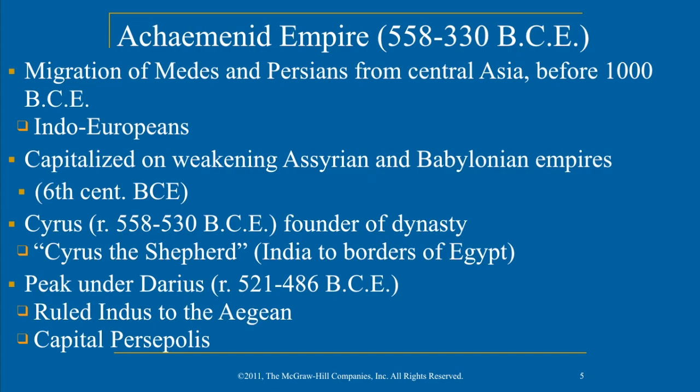And the first really big Achaemenid Empire leader was known as Cyrus. He ruled from 558 to 530 BCE. He's the founder of the dynasty. He was known as Cyrus the Shepherd because originally he was a shepherd. He was called by his people Cyrus the Shepherd.